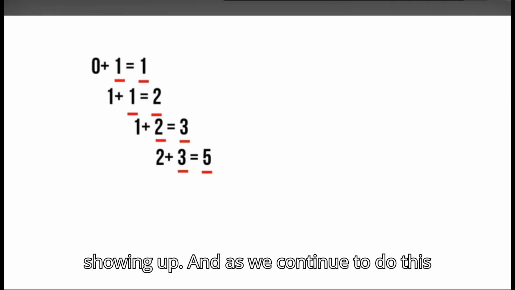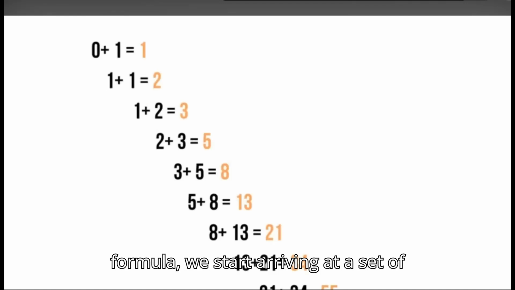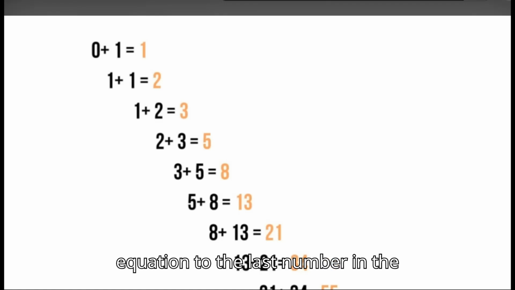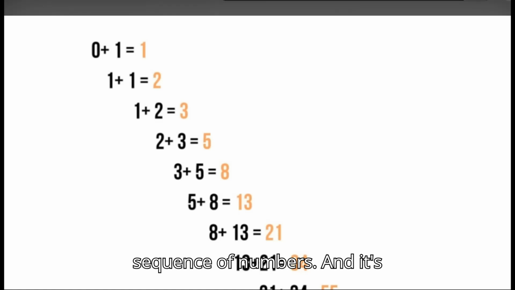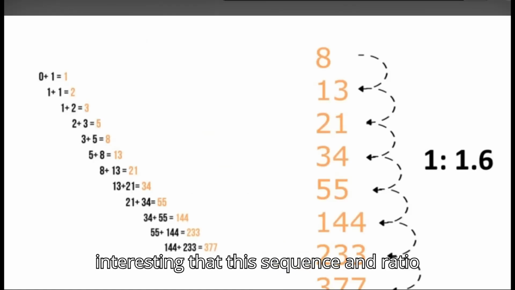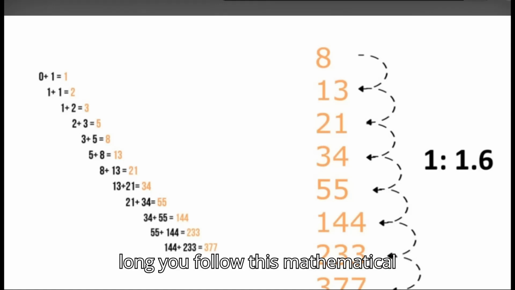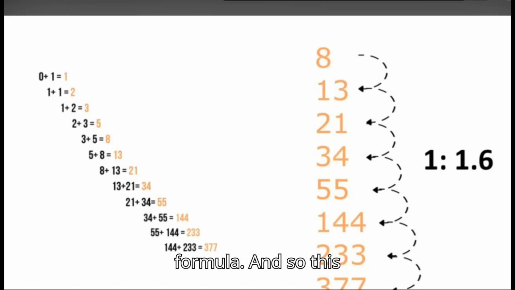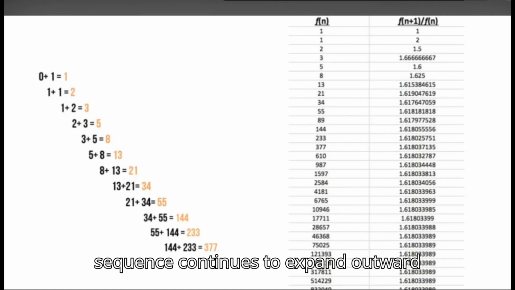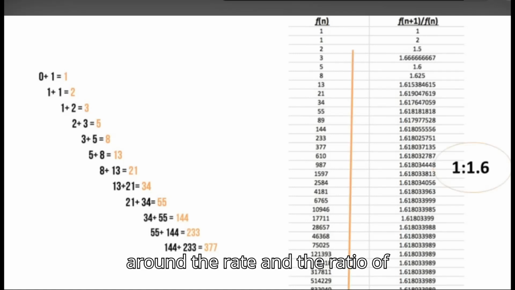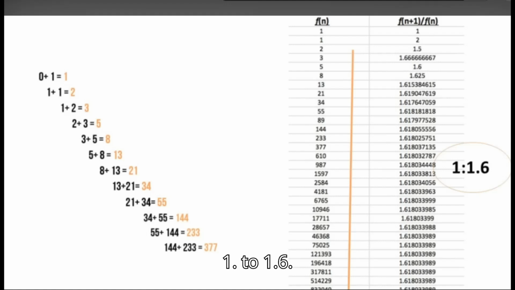And as we continue to do this formula, we start arriving at a set of numbers. So 2, 3, 5, 8, and you see what we're doing? We're adding the sum of the equation to the last number in the equation, and we arrive at this sequence of numbers. And it's interesting that this sequence and ratio actually remains consistent no matter how long you follow this mathematical formula. And so this sequence continues to expand outward around the rate and the ratio of 1 to 1.6.